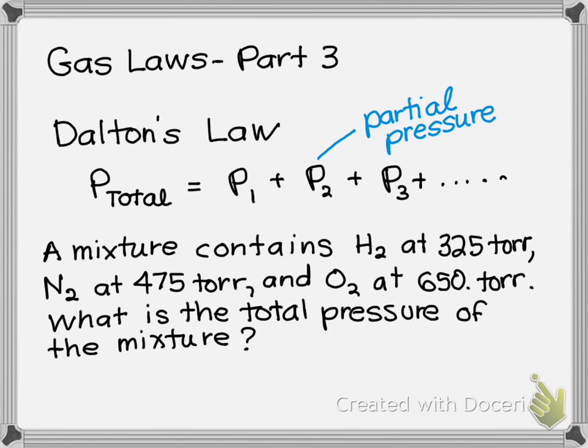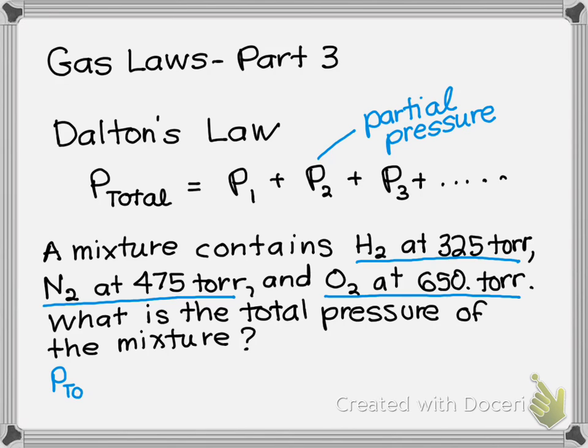So for example, the problem says a mixture contains hydrogen, so there's one gas at 325 torr. It has nitrogen, its partial pressure is 475 torr, and then oxygen at 650 torr. So there you have three gases in a mixture, and you know each of their individual pressures. And so the question is, what would be the total pressure of all these gases together?